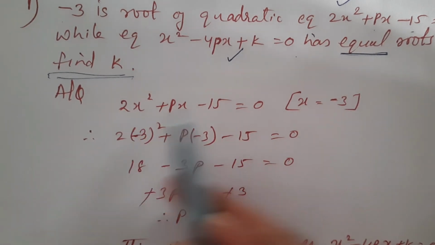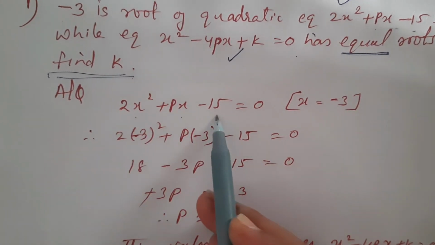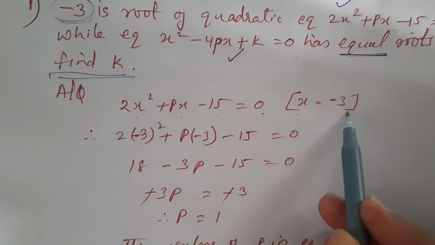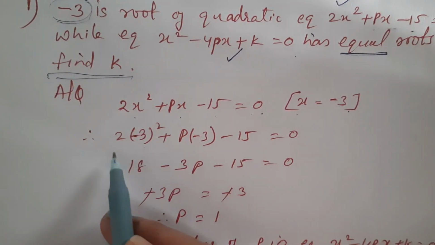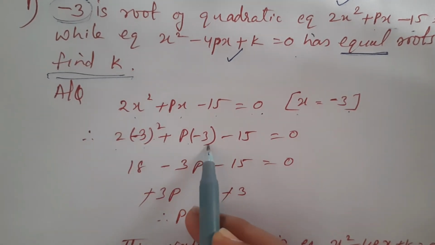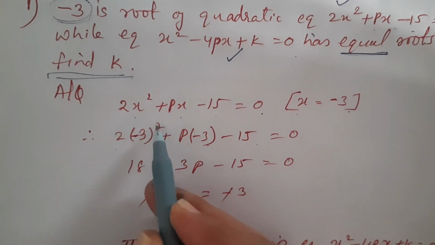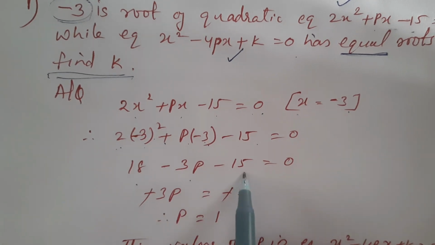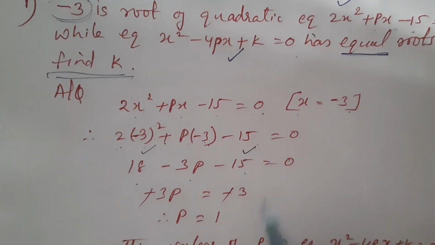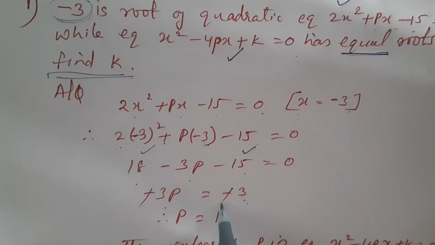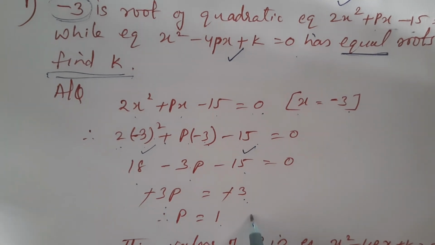So here I started with the first equation, 2x square plus px minus 15 is equal to 0. As minus 3 is the given root, so x is minus 3, we will replace x with minus 3. In place of x, write down 2 into minus 3 square plus p into minus 3 minus 15. 3 3s are 9, 9 2s are 18. Now 3 multiplied by p is minus 3p minus 15. Now 18 minus 15 is 3. So that 3, I shifted this side, so it's minus 3. Minus 3p is minus 3. Both the minus got cancelled. Thus p is 1. We got the value of p.